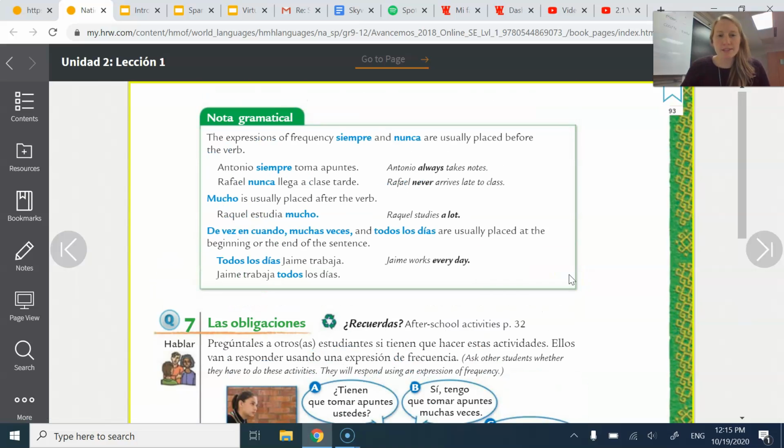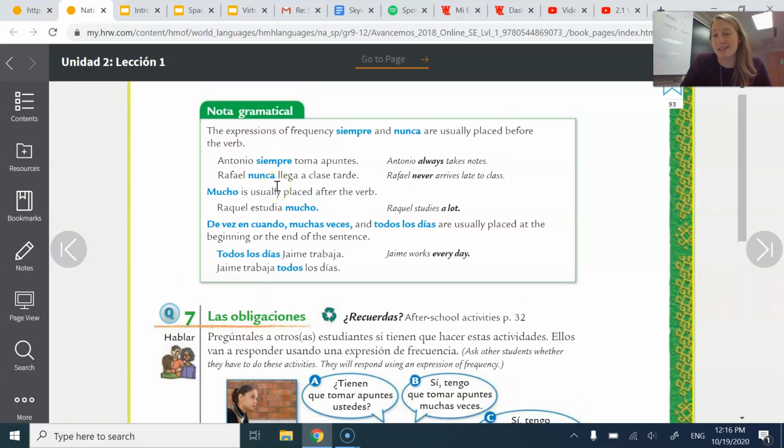Here's a nota gramatical. The expressions of frequency, siempre and nunca, are usually placed before the verb. So, for example, Antonio siempre toma apuntes. Or, if we're using nunca, Rafael nunca llega a clase tarde. So notice how our verbs here are toma and llega. You see those are used before.